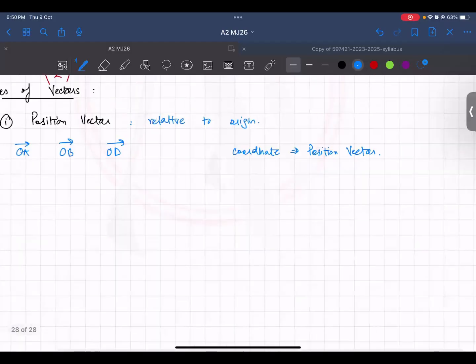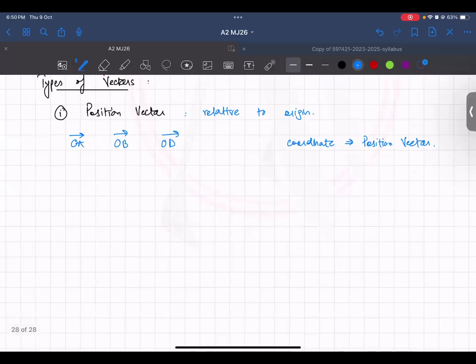Let me take an example. OA is minus 1, 2, and 0. So this is telling me that if I want to move from the origin O to the point A, I have to move minus 1 in the X, positive 2 in the Y, and nothing in the Z. This is how it works.